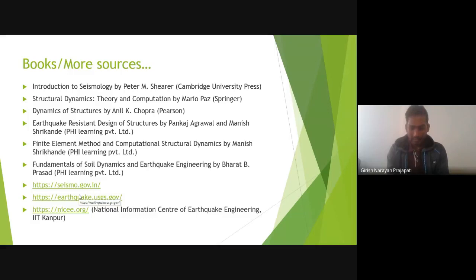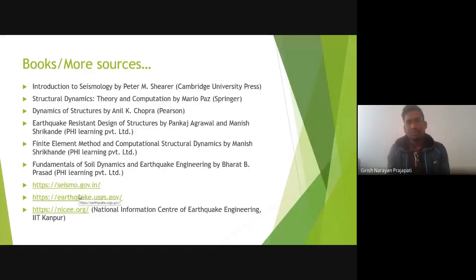Similarly, another book is by Anil K. Chopra, Dynamics of Structures. This is also one of the good books to understand the concept of structural dynamics. Here he also shows how to calculate the different strengths and displacements of the structure, and the different modes, like first mode, second mode. The next book is from our Indian authors, Pankaj Agrawal and Manish Shrikhande, Earthquake Resistant Design of Structures.